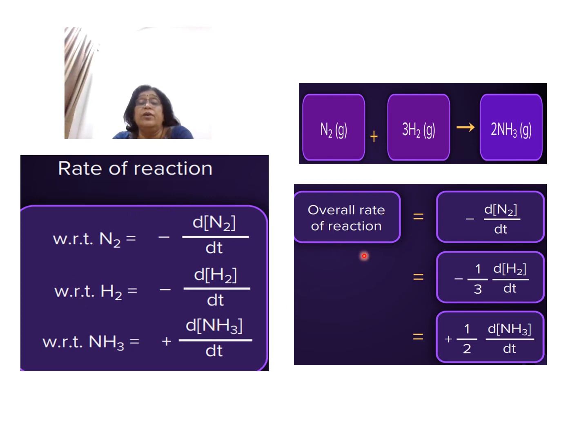But if overall rate of reaction is asked, then you can equate them: is equal to minus d[N2] by dt, equal to minus 1 by 3 d[H2] by dt, equal to plus 1 by 2 d[NH3] by dt. So overall rate of reaction will be given by this. Okay, so now you have to see what is asked in the question and accordingly you can calculate.